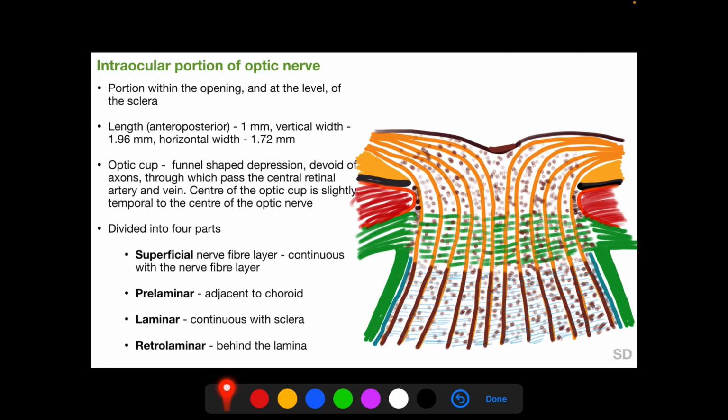The optic cup is a funnel-shaped depression devoid of axons, through which pass the central retinal artery and vein. The center of the optic cup is slightly temporal to the center of the optic nerve. The intraocular portion of the optic nerve head is divided into 4 parts. Anteriorly there is the superficial nerve fiber layer continuous with the retinal nerve fiber layer, the prelaminar layer adjacent to the choroid, the laminar layer adjacent to the sclera of the eyeball, and the retrolaminar region behind the laminar region.